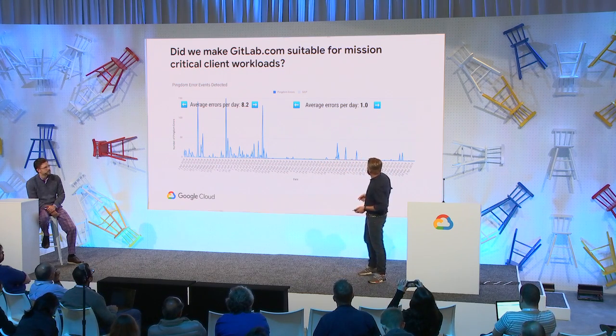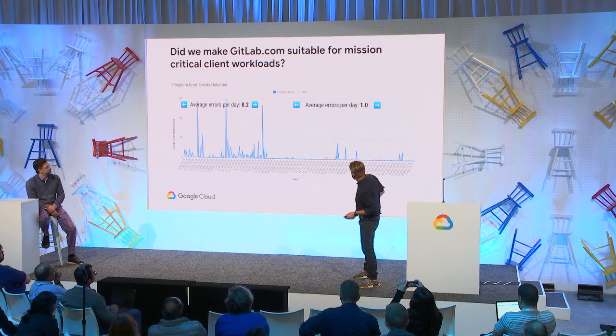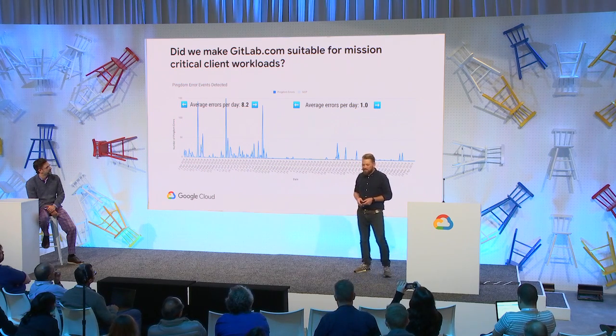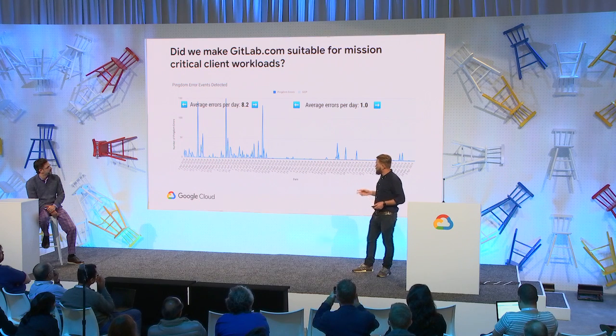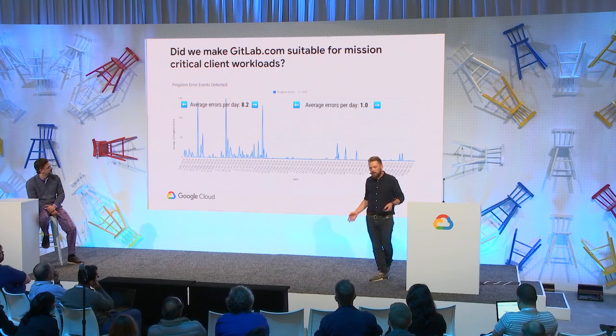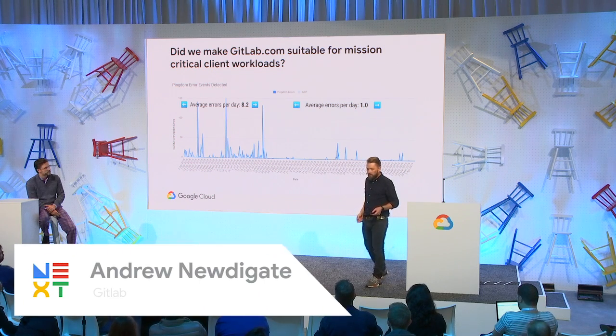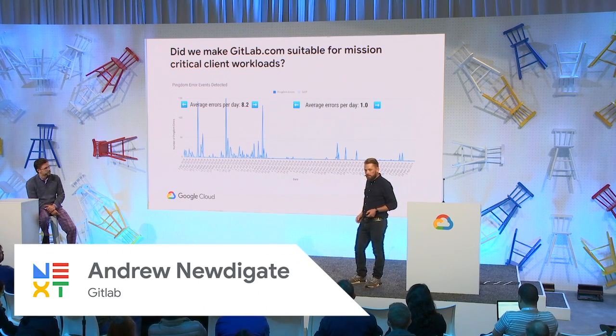And the blue background, I'm colorblind. I can't see it being blue in this image, but hopefully it is. The blue background is the period when we were running in GCP. So prior to our failover, we had about 8.2 Pingdom errors a day. And after the failover, we had just 1 error a day.